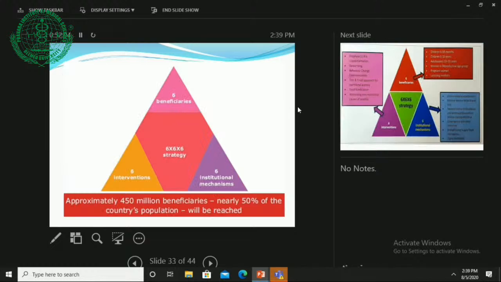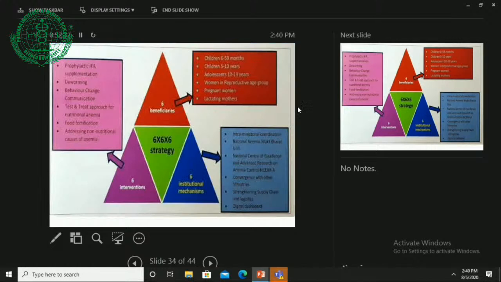Now we'll see what this 6 is. The 6 by 6 by 6 initiative means we have 6 beneficiaries, 6 interventions, and 6 institutional mechanisms for reaching these 6 beneficiaries. Approximately 450 million beneficiaries, that is nearly 50% of the country's population, will be reached under this program.